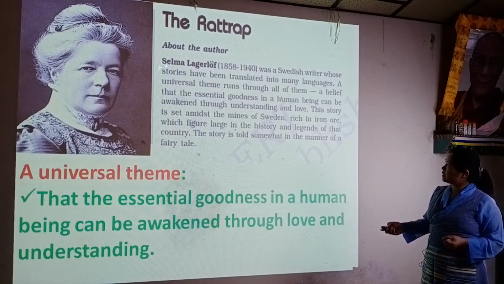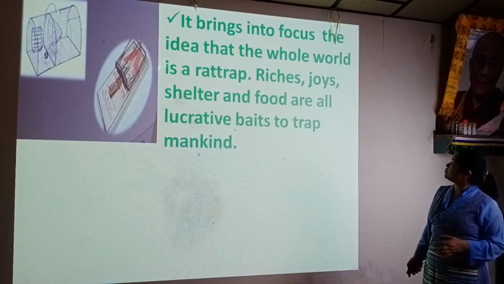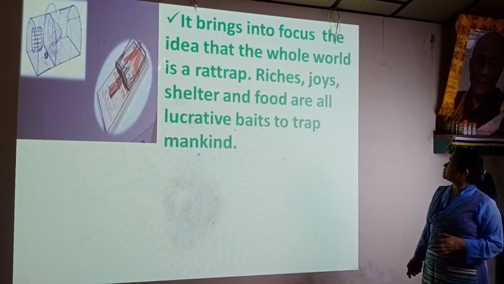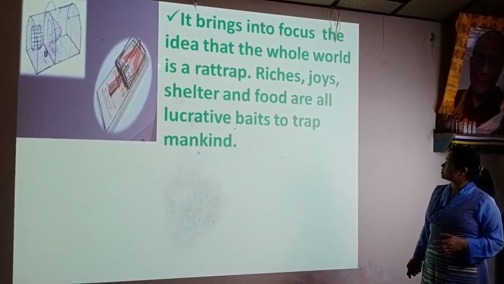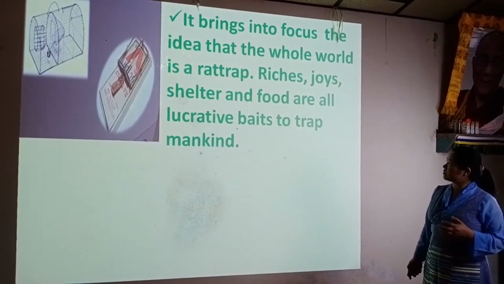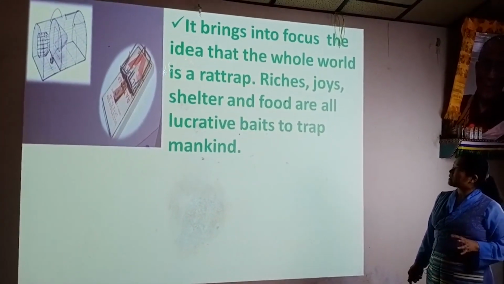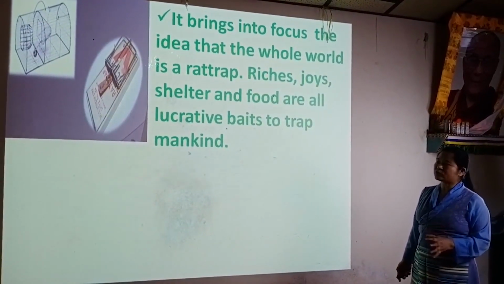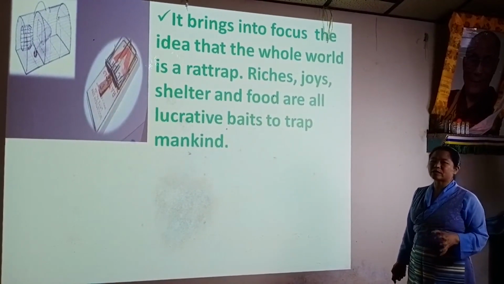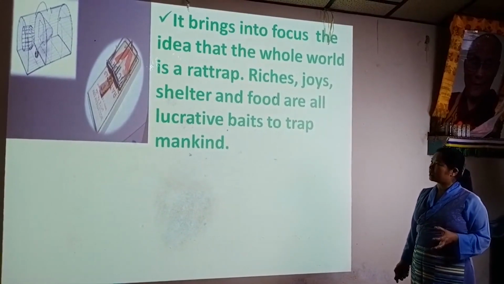Okay, and another thing that we need to know is it brings into focus the idea that the whole world is a rat trap. Riches, joys, shelter, and food are all lucrative baits to trap mankind. So this is again important. Okay, the story focuses on the idea that the whole world is a rat trap. So rat trap here is used as a metaphor. Okay, it has a metaphorical meaning.